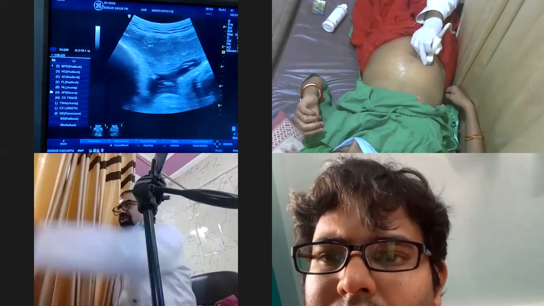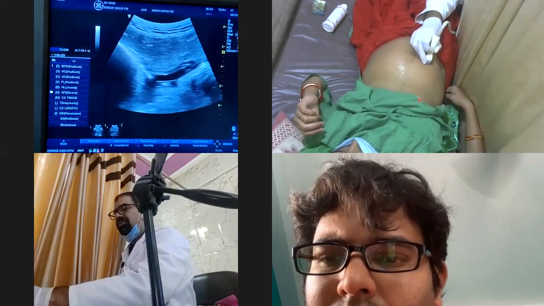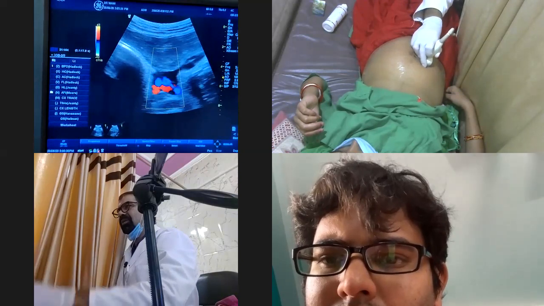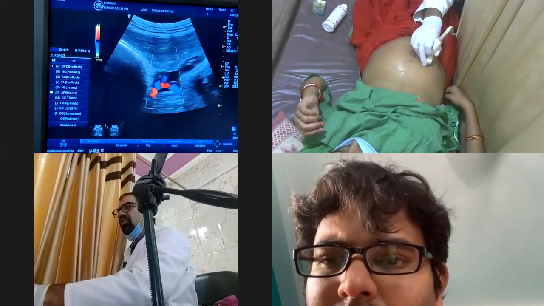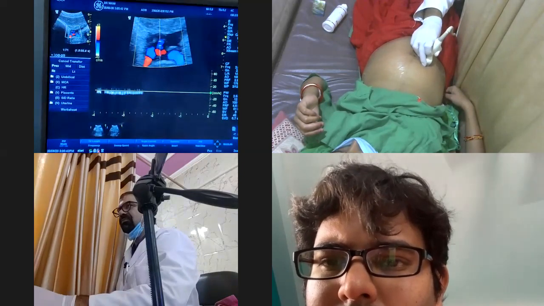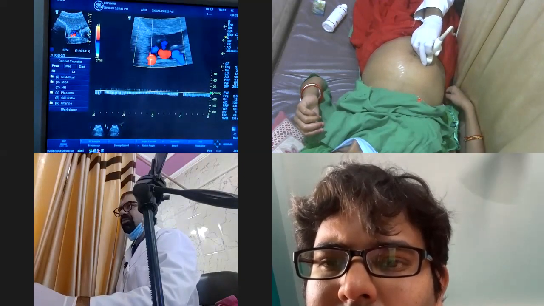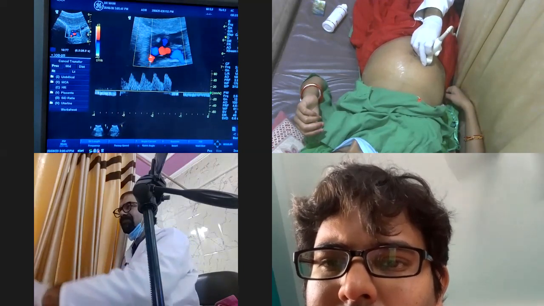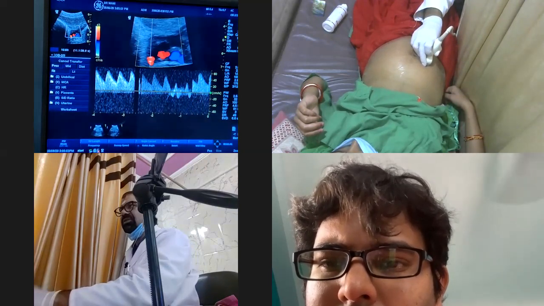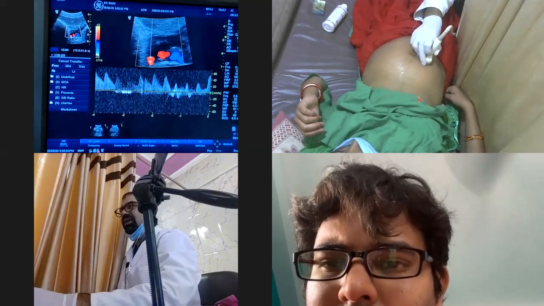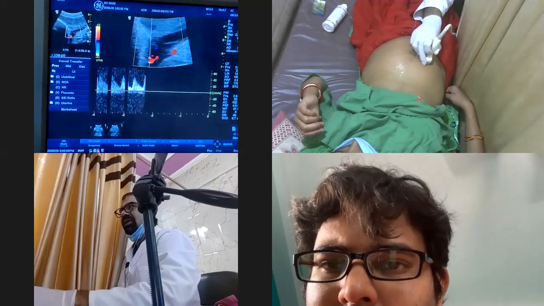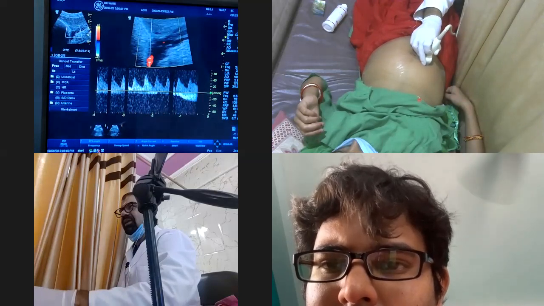So again, demonstrating from the start: seeing the free floating cord, putting the color box, and see, this is the cord over here, taking the pulse wave and putting it onto the vessel. And this is how we'll get the flow in this umbilical artery. So this is the normal umbilical artery. Why this is normal? This is already discussed with you.